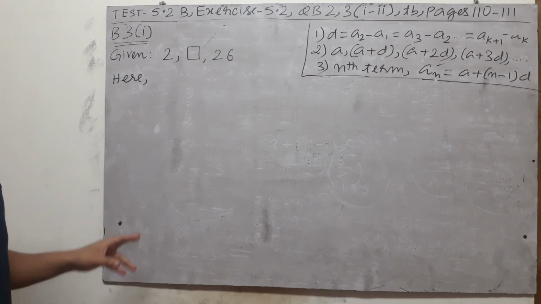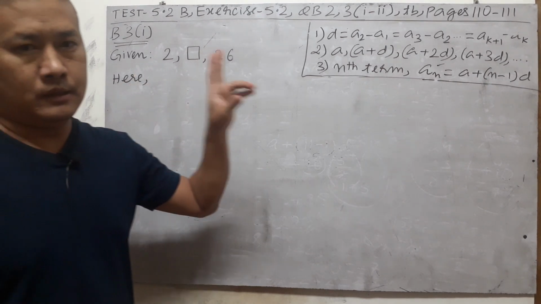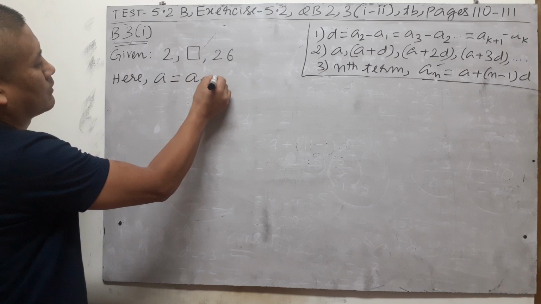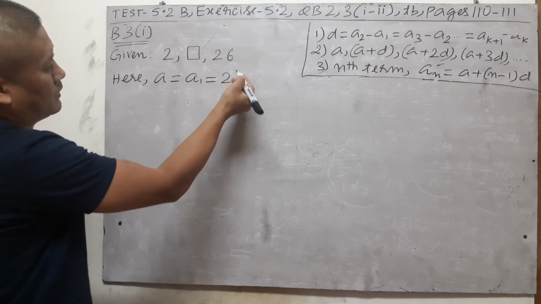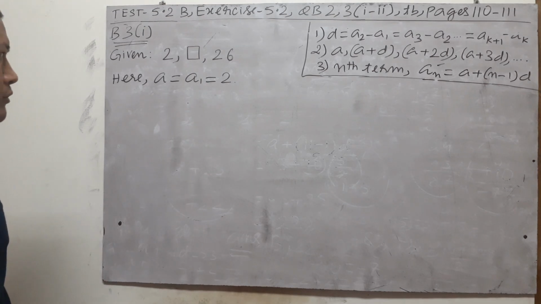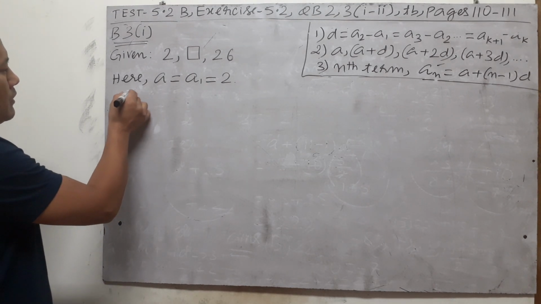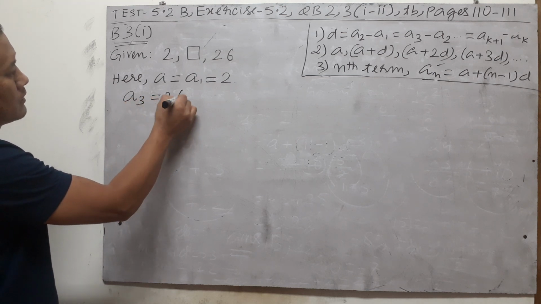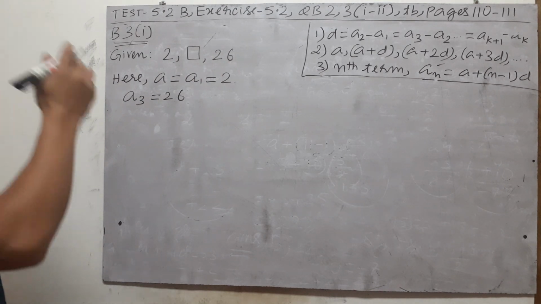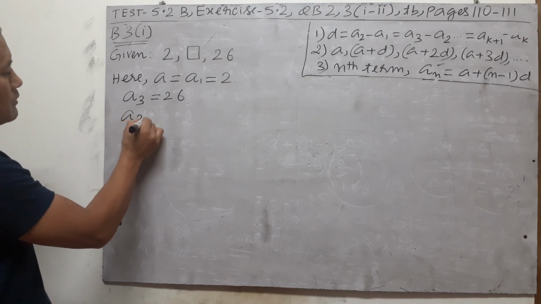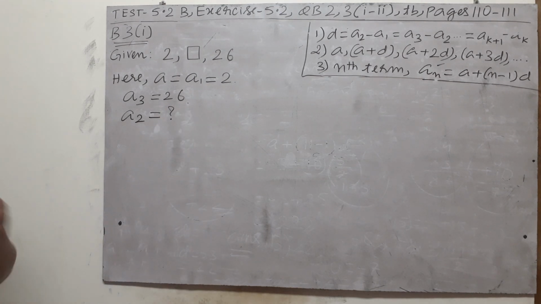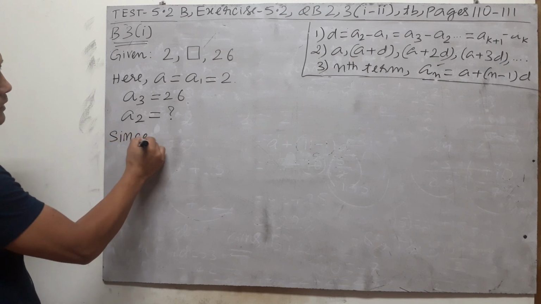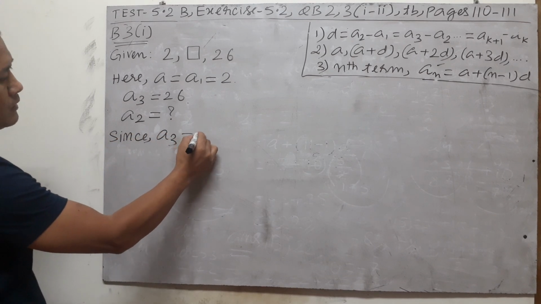To find the missing term, we just need A and D, because we're going to use the second formula now, okay? So here A, or A1, the first term, is indicated by either A or A1. It's up to you. Then what is given? A3 is also given, which is equal to 26 here. What you need to find out is the missing term, A2. Keep that in mind. Let's start with what is given, since clearly A3 is 26.